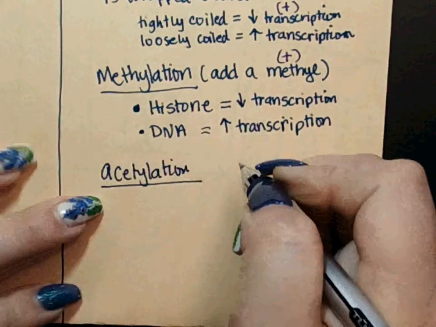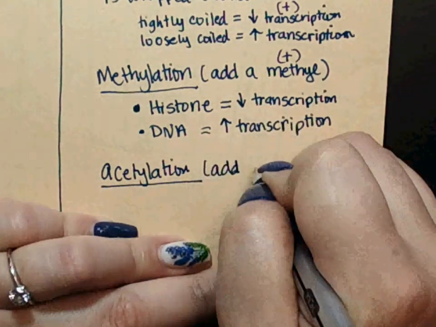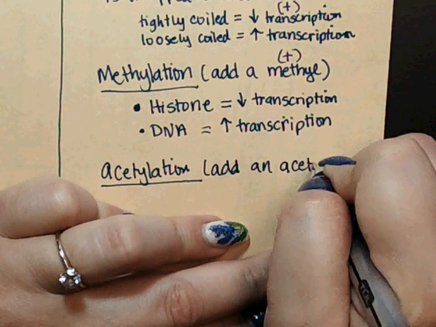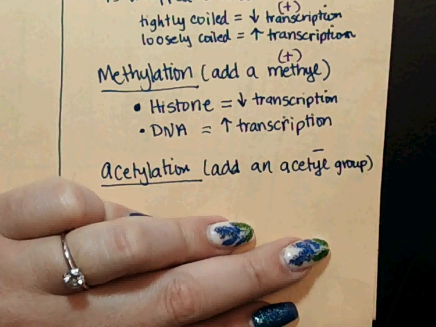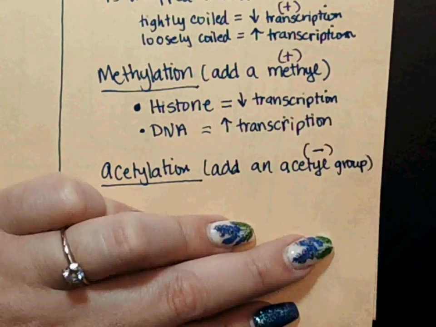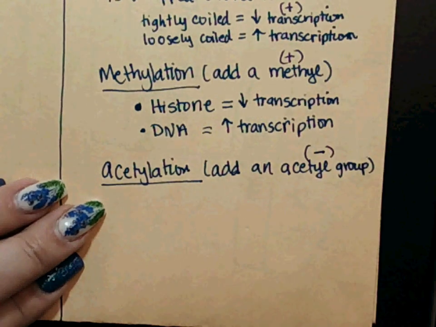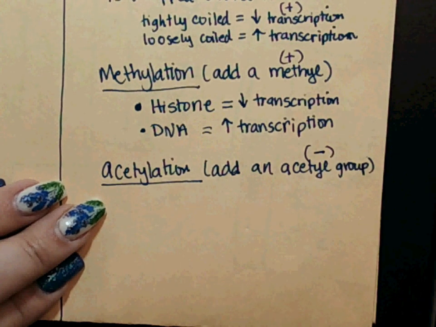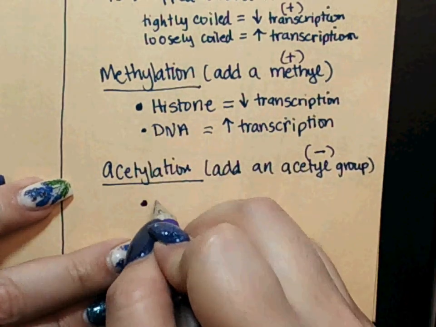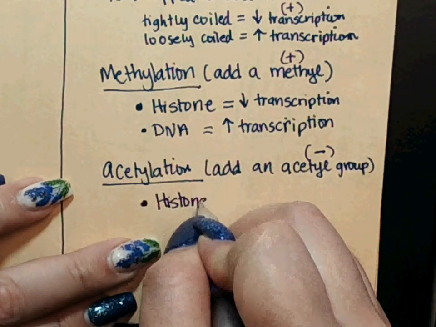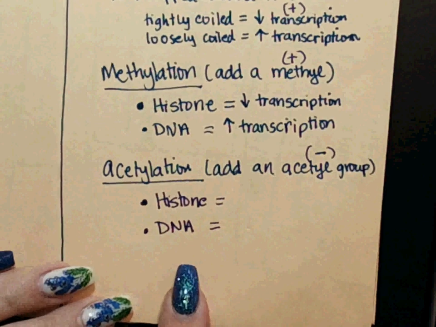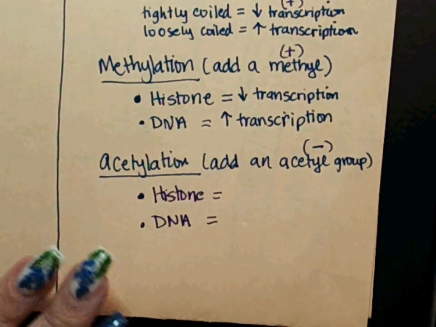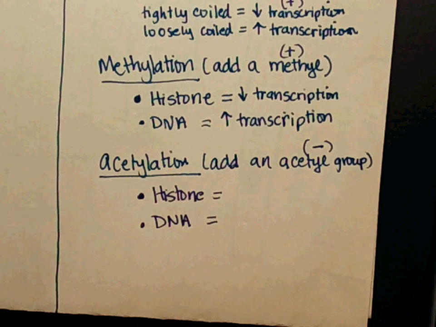And with acetylation, you're adding an acetyl group, and that is negatively charged. Okay, so with methylation, it was making it positively charged. With acetylation, it's making the histone or the DNA more negatively charged. So we're going to do the same thing with the histone, and we're going to do the same thing with the DNA. So take a minute right now, stop the video, and predict what's going to happen if you acetylate the histone versus if you acetylate the DNA.